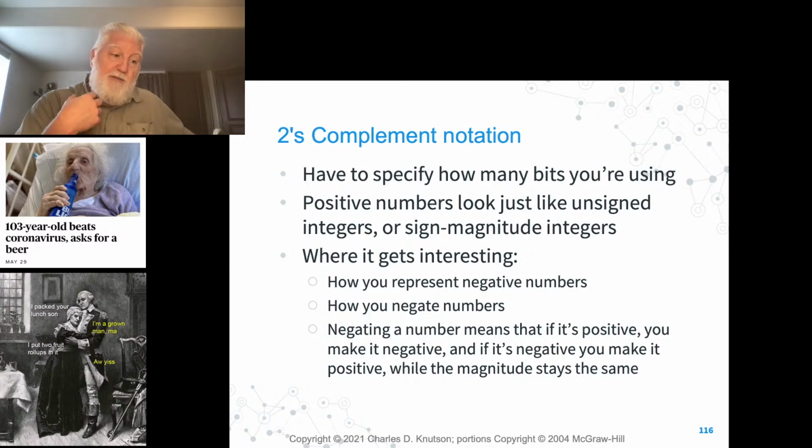The dicey part is, how do you represent the negative numbers, right? And how do you negate numbers? And negating means you take a positive number, you make it negative. You take a negative number, you make it positive, okay? You're changing the sign, right? So negating is not just to make a positive number negative. It is that, and also to make a negative number positive. So negating is a process of changing the sign of a number, okay?